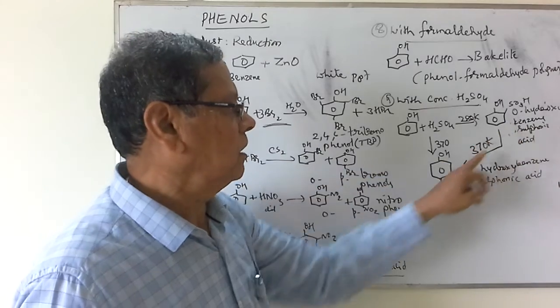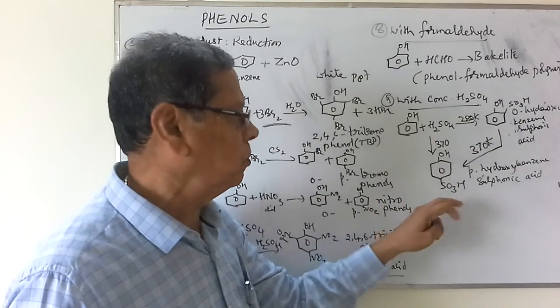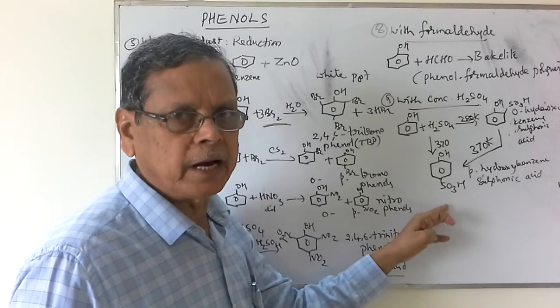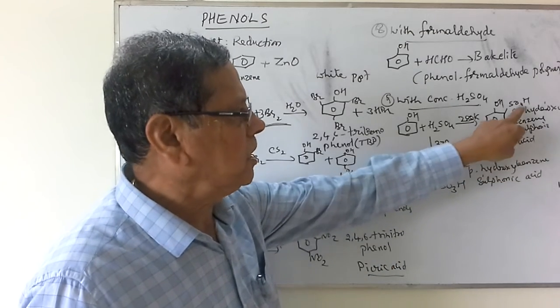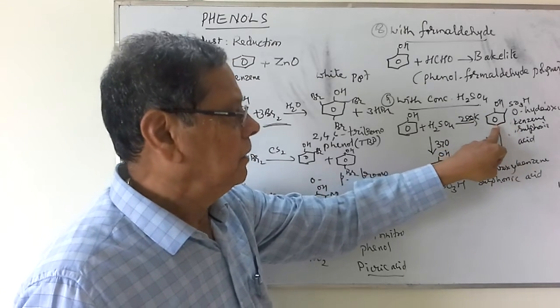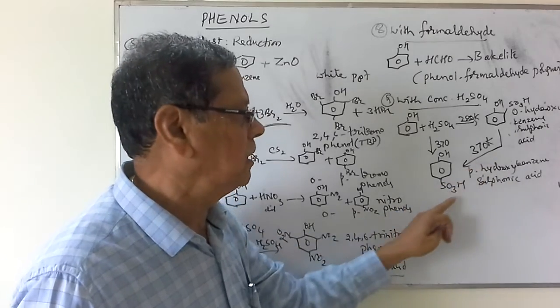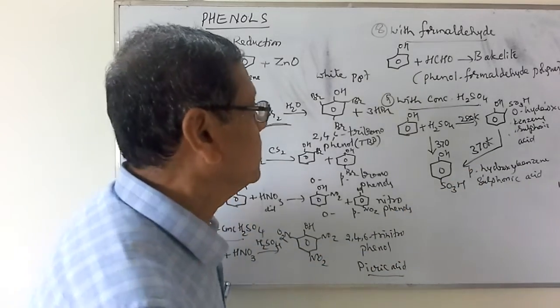But once we heat this ortho compound to about 370 Kelvin temperature, again this ortho is converted to the para. This is actually migration of the SO3H group to give rise to the para product. In the ortho position there is a steric hindrance. That's why it will easily undergo migration to the para position at 370 Kelvin temperature.